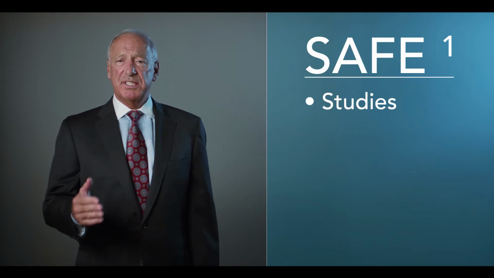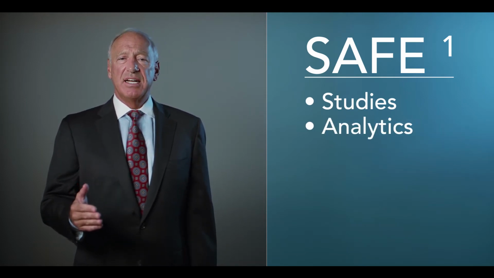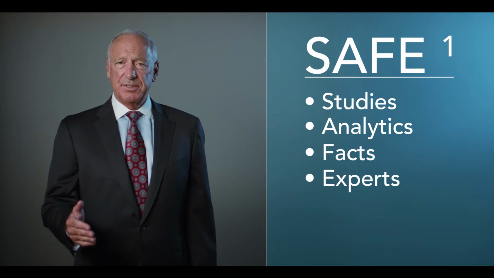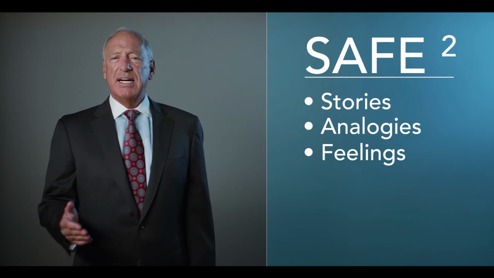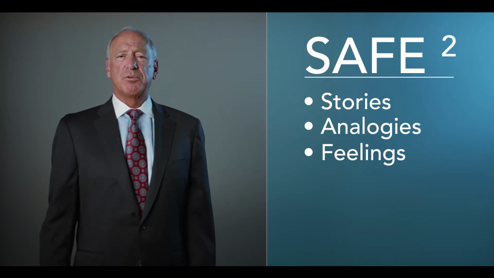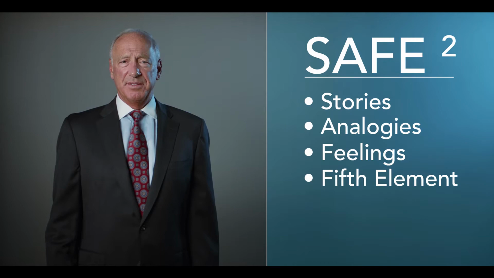SAFE 1 is an acronym for the technical subject matter you should present to support a point or a position you're making. SAFE 1 stands for studies or statistics, analytics, facts, and experts. An example of this would be to illustrate and describe the workings of the yield curve. SAFE 2 refers to more subjective support, using stories, analogies, focusing on feelings, and something unique and personal to the financial professional, your fifth element.